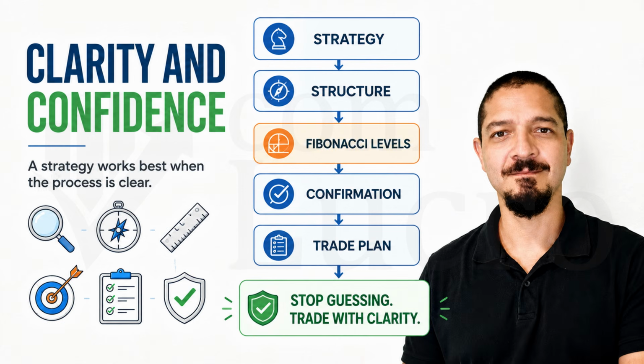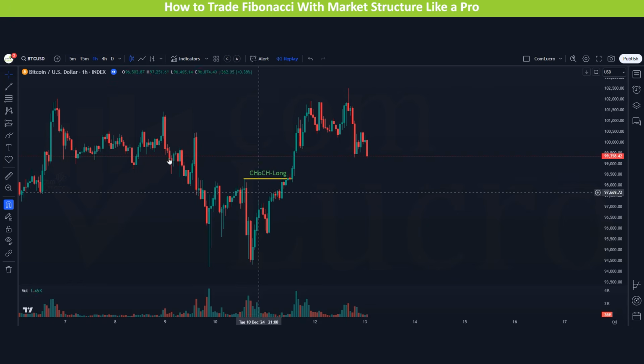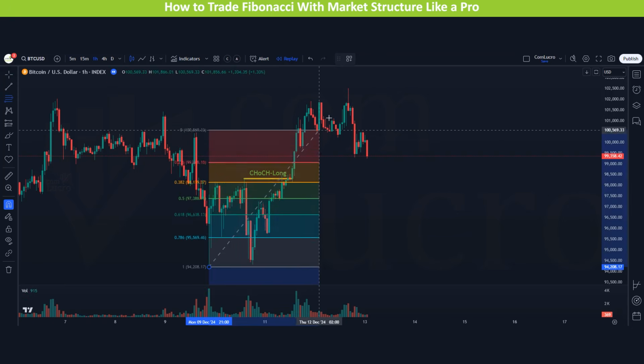Now, let's jump straight into the strategy and see how it can sharpen your trading with real clarity and confidence. We'll start with the Fibonacci retracement. Open your chart on TradingView and grab the retracement tool.